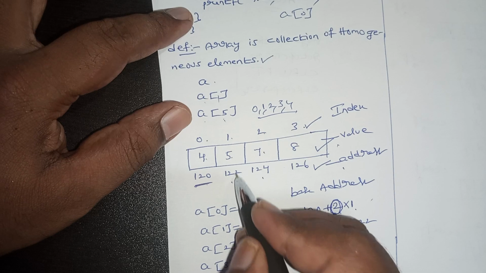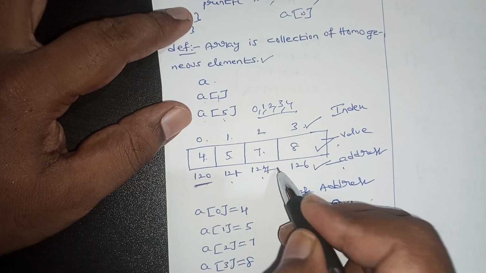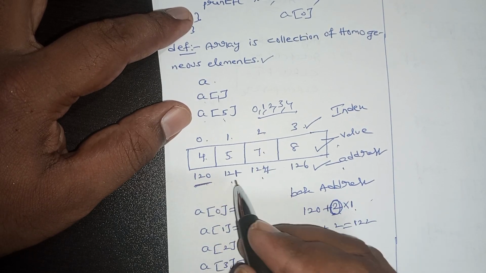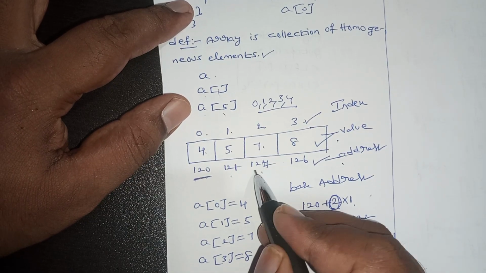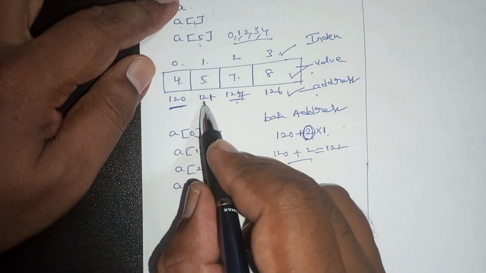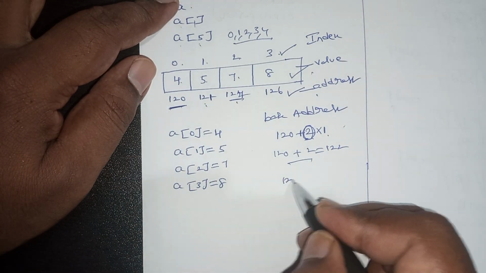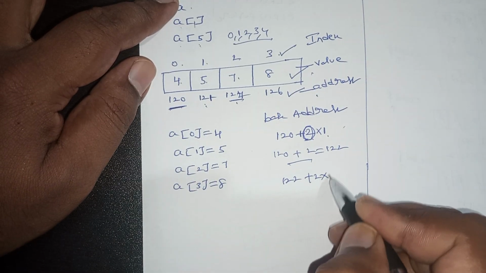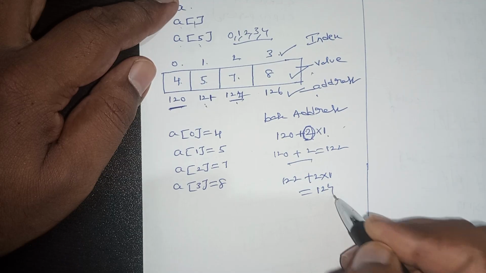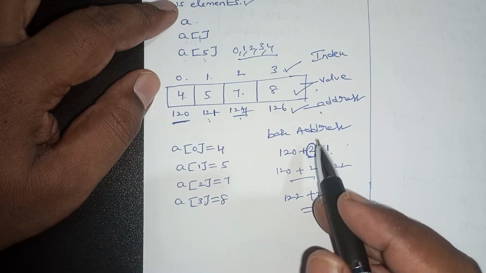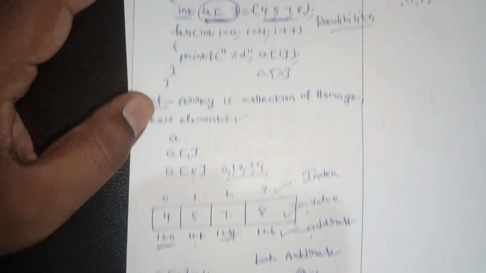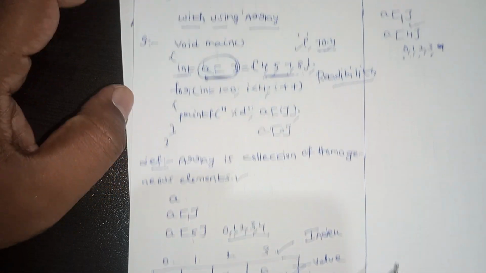So don't take 121, and don't take 120. That is not the case. It is 122 because this is the formula. Why is it 124? You take the previous address 122 plus 2 into 1, which is equal to 124. This is how to find the address. That is all about the introduction to arrays.